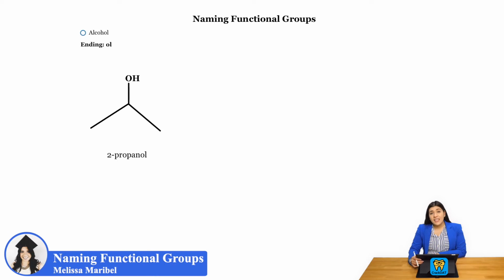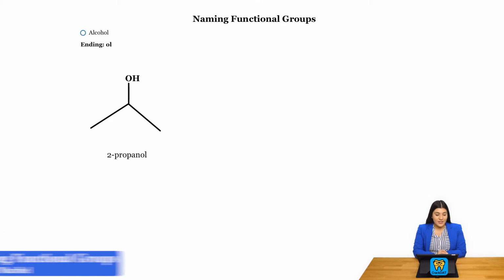Now we're looking at naming different functional groups. The first type that we're going to look at is an alcohol. The ending is once again in the name, where it ends in "ol."